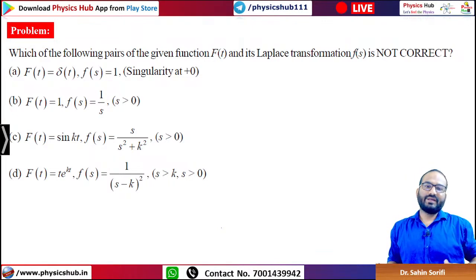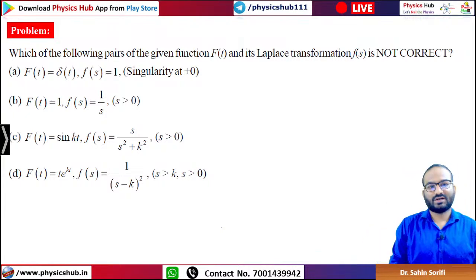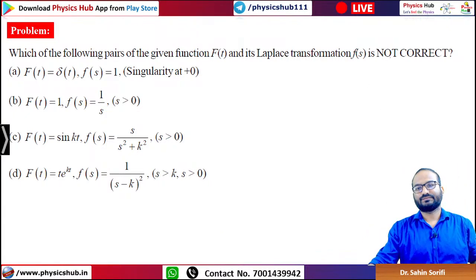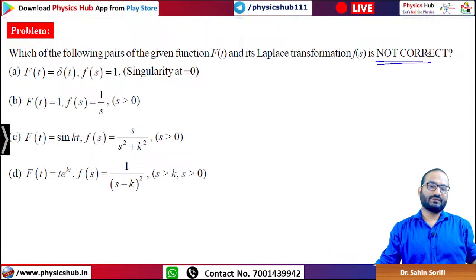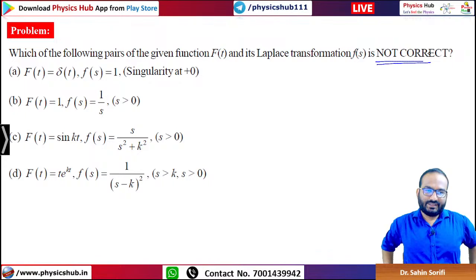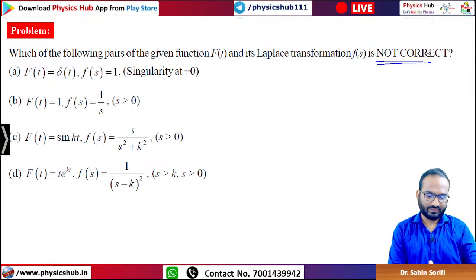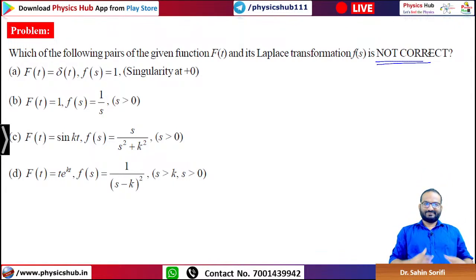Which of the following pairs of the given function f of t and its Laplace transform f of s is not correct? Not correct. Okay, do this quickly, it's simple. You can do it in a few seconds. Not correct, that you have to find out. Ajay Murli, yes, option C. Will you get back option C or some other option you would like to go for?